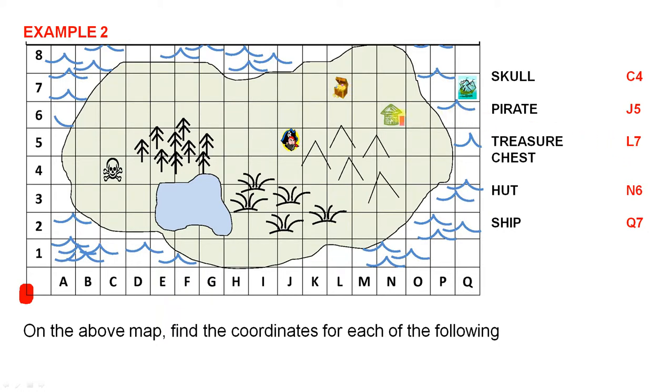The hut, there's the hut here. Start from here, go across, N6. And finally the ship, there's the ship there. Start from the beginning, Q7. Okay, so all we're after is a letter from that one there, a number from there, and that pinpoints the position.